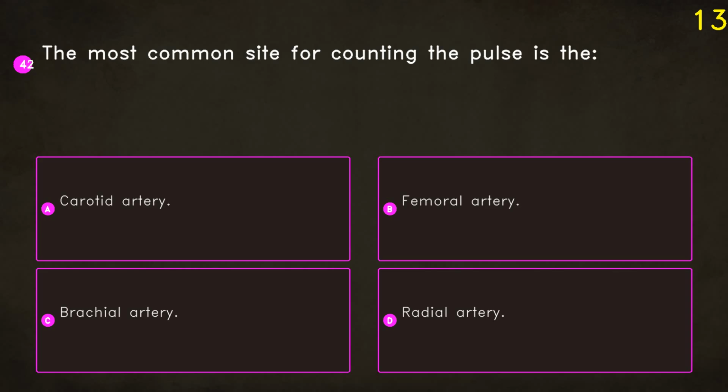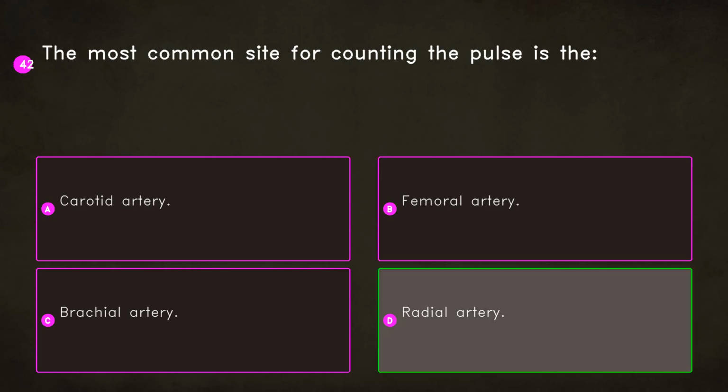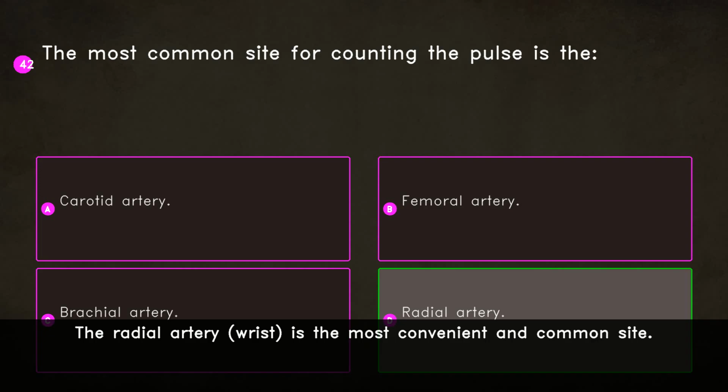Question 42. The most common site for counting the pulse is the A. carotid artery, B. femoral artery, C. brachial artery, D. radial artery. The correct answer is radial artery. The radial artery, at the wrist, is the most convenient and common site.